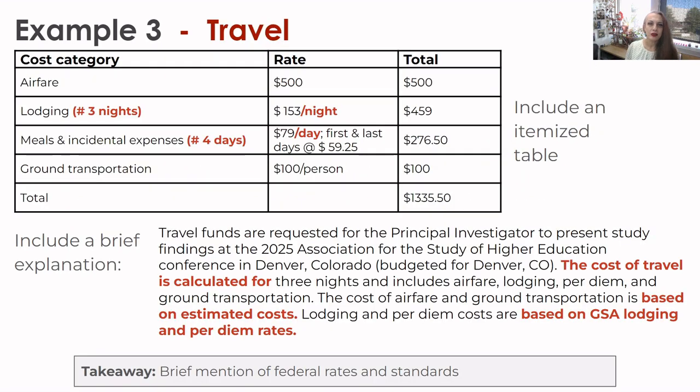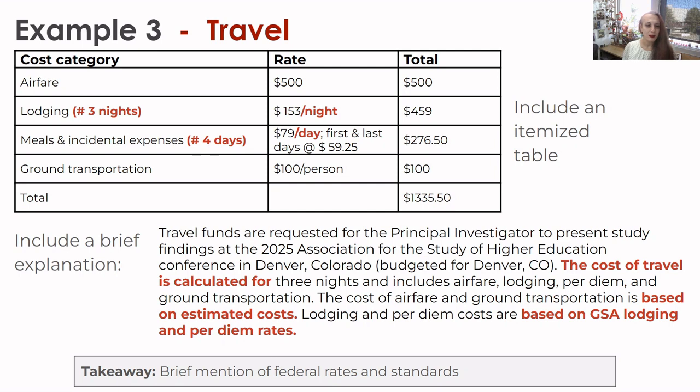Another example, travel. Travel needs an itemized table. As you can see, we see lodging for 3 nights at $153 a night. We see meals and incidentals 4 days at $79 per day, but the first and last days are $59.25. And this is because this is based in the GSA rates.